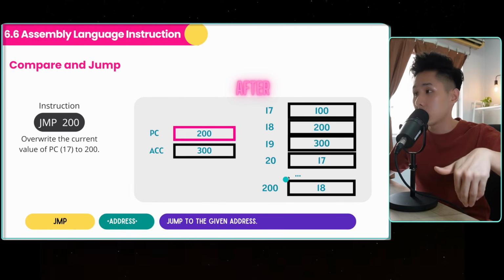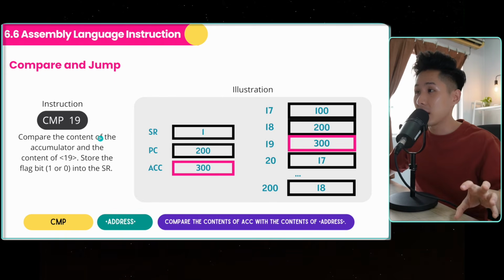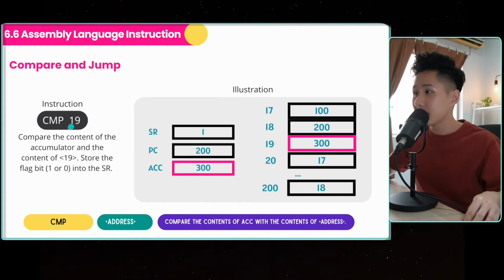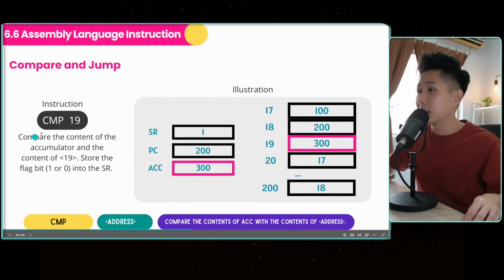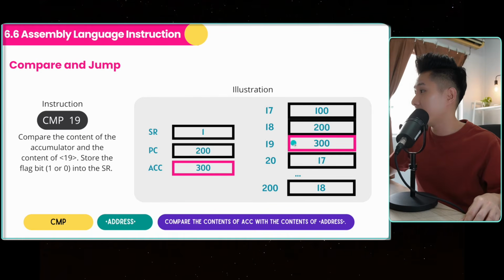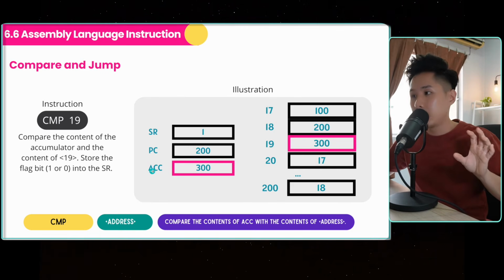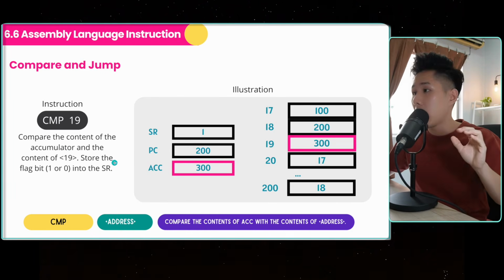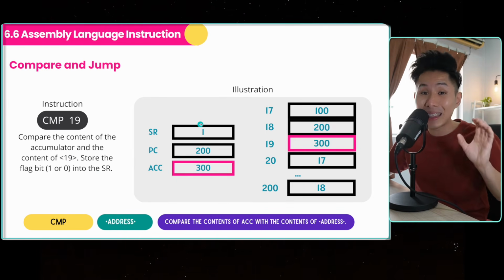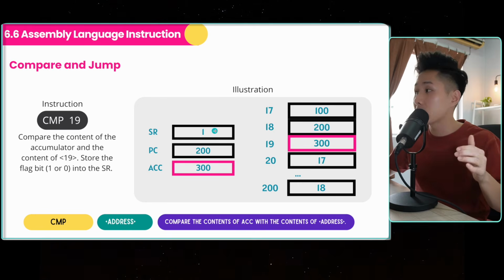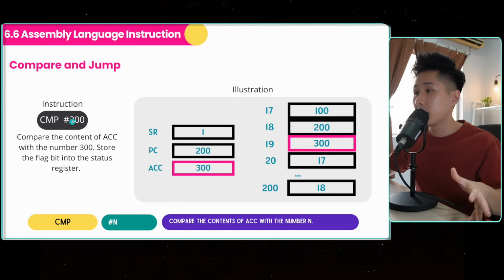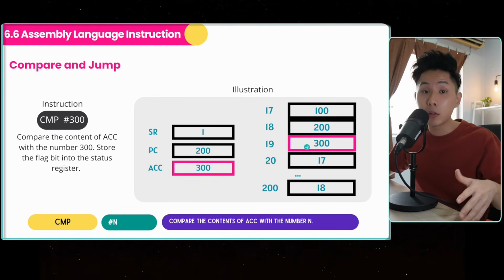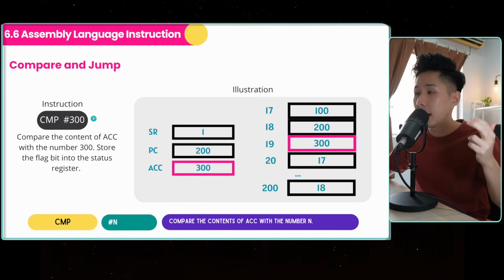You're jumping an instruction. After you jump, there's another thing called comparison. CMP, compare the content of ACC with the contents of an address. So CMP 19 means that I compare the content in 19, 300, with the accumulator. And once this comparison is done, depending on the result, I will store the flag bit into the SR, status register. So in this chapter, you can see how different registers are useful. CMP #300, so instead of comparing with a value in an address, you can also compare directly with a value instead.